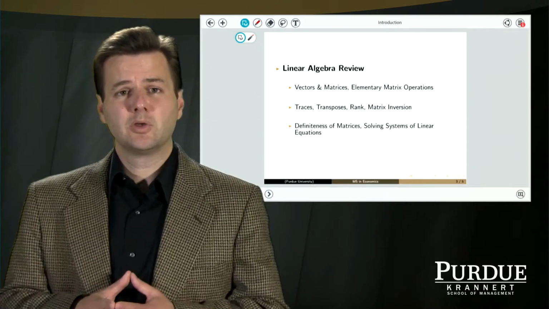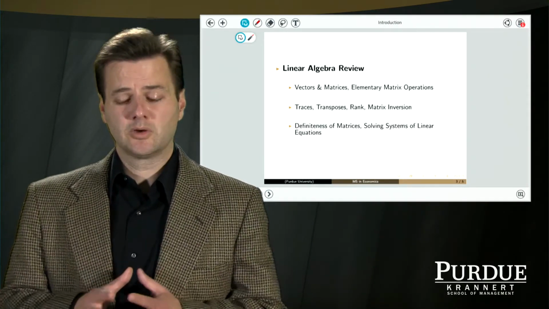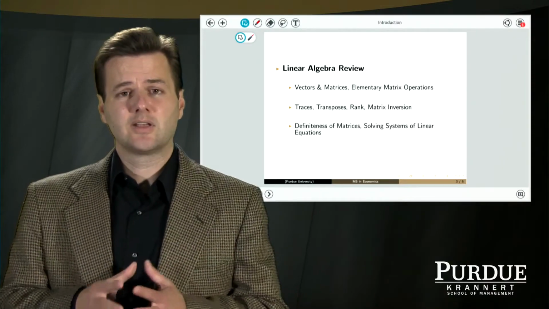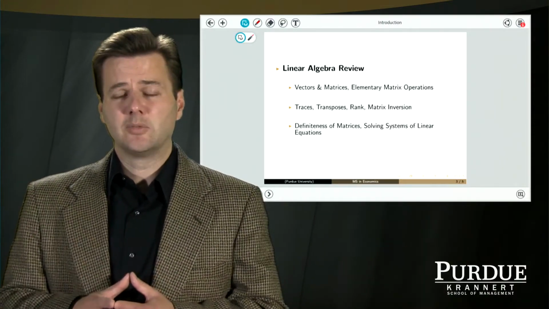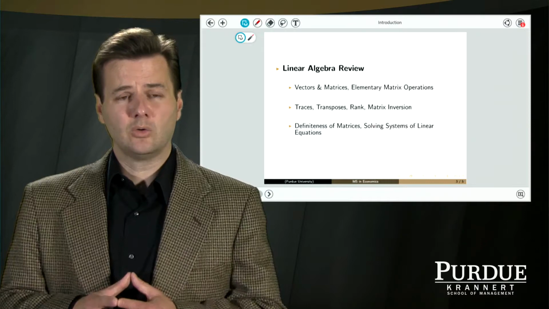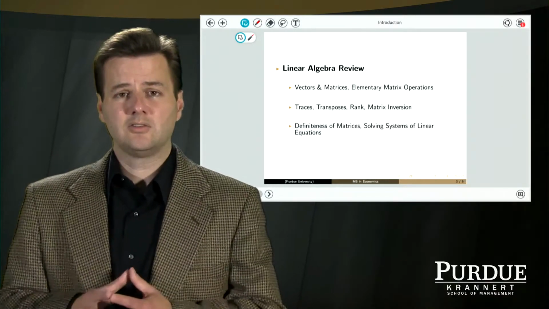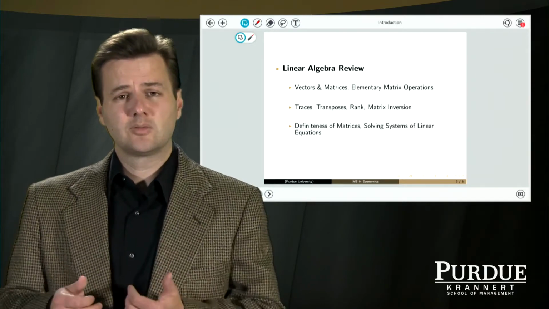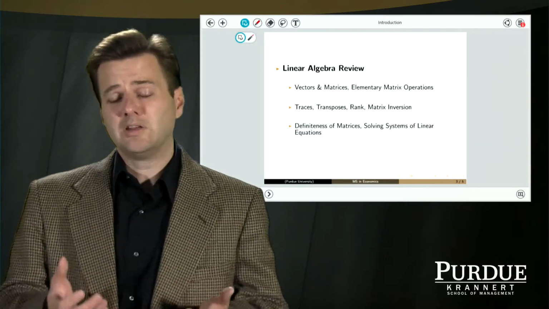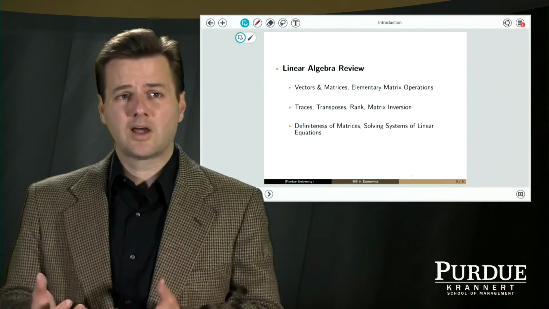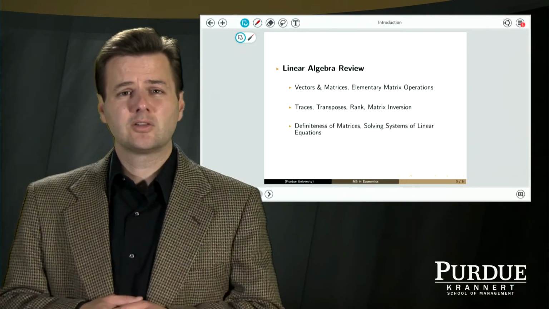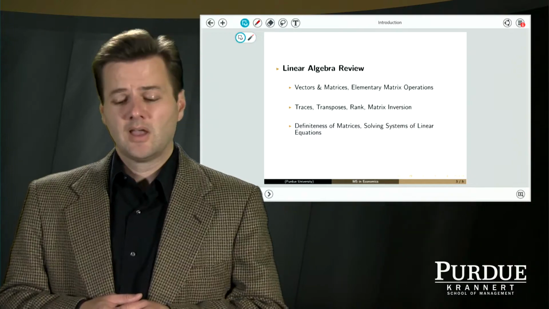Some students may be familiar with these topics, others less familiar, but we'll begin by just introducing and defining things like vectors and matrices, as well as elementary operations on those: addition, subtraction, and multiplication. Move on to talk about some other properties: traces, transpose, rank, what it means for a matrix to be full row rank or column rank, matrix inverses and different procedures for calculating the inverses of matrices.